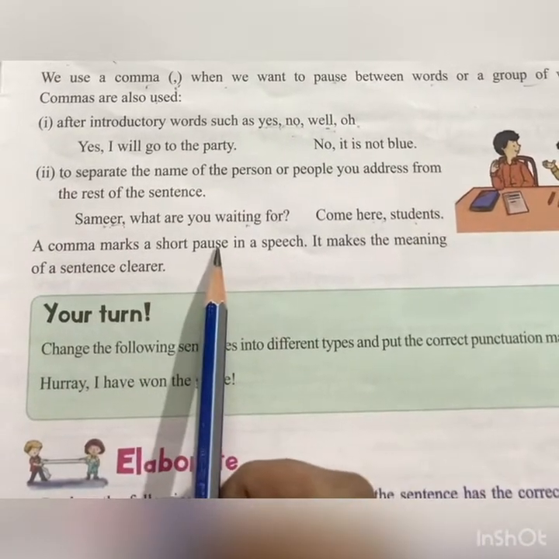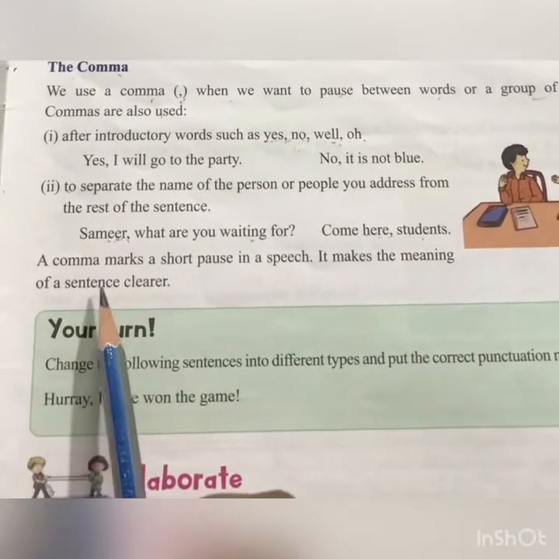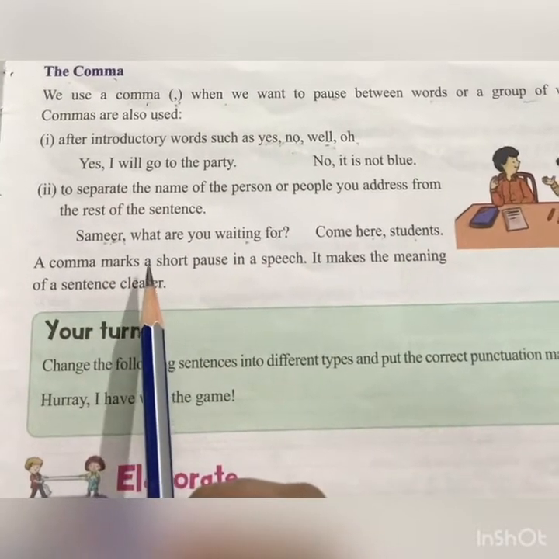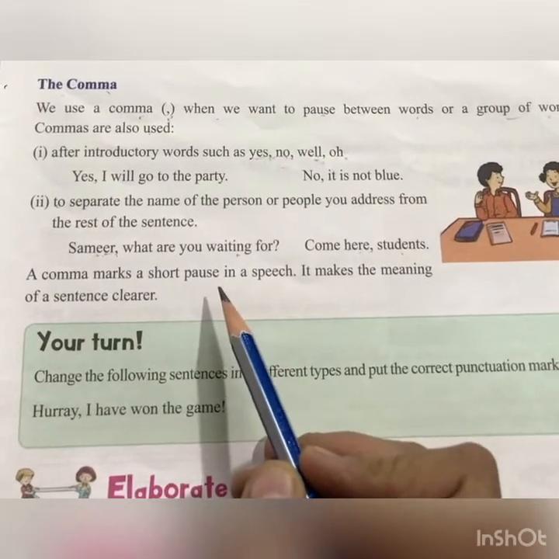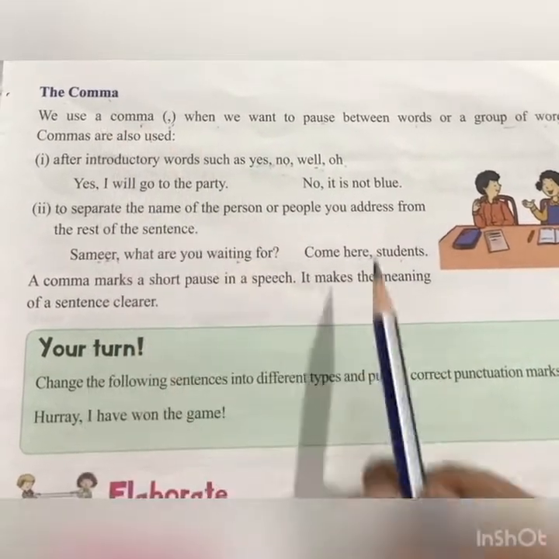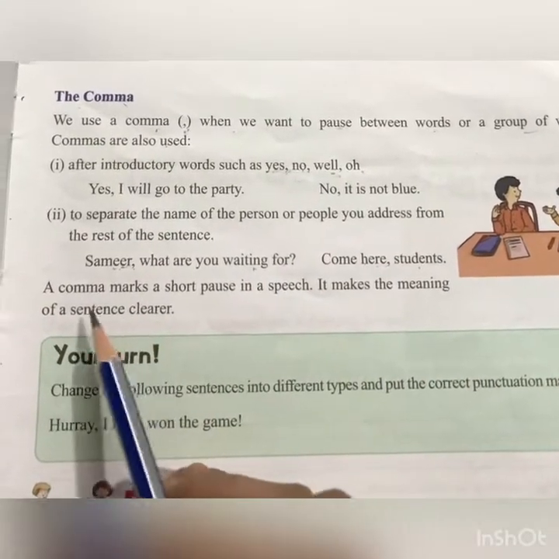Okay children, now let's read the last line of the chapter, which says, a comma marks a short pause in a speech. It makes the meaning of a sentence clearer. Okay, so where we put comma? When we have to give a short pause between the words, then we put comma. Okay, why we put comma? Because it makes the meaning of the sentence clear.